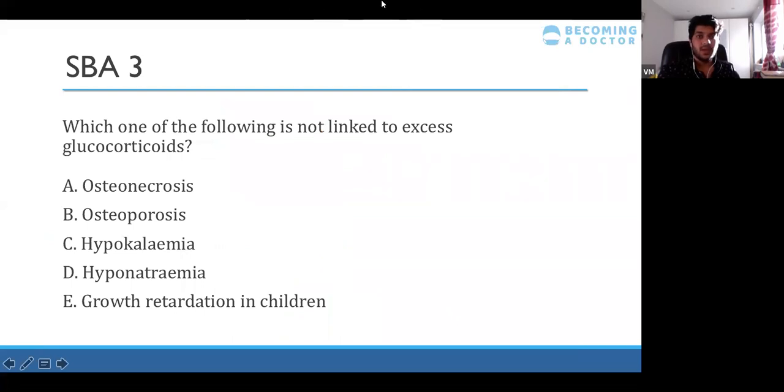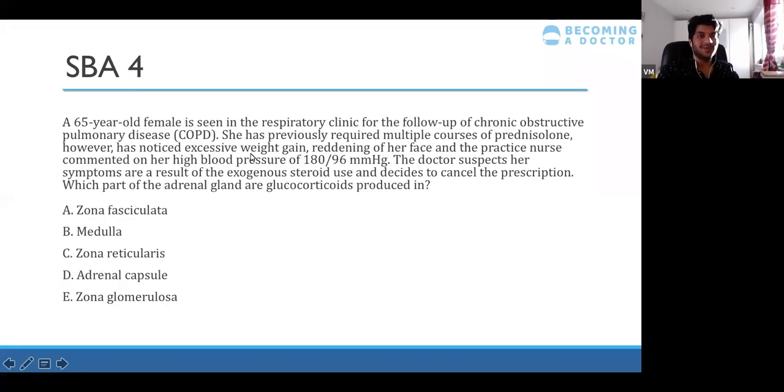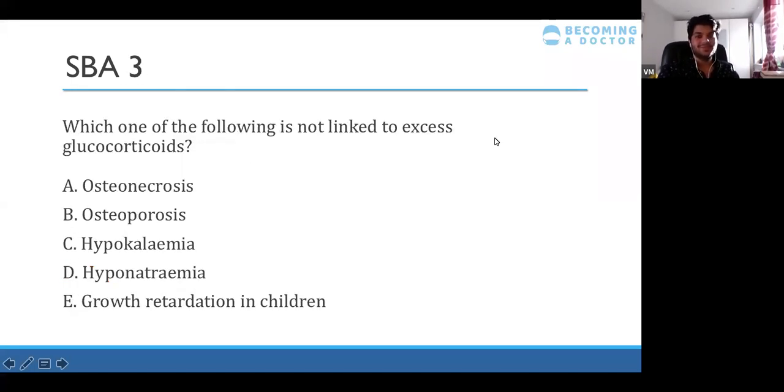Good, another SBA. Which of the following is linked to excess? Oh, sorry, which of the following is not linked? Oh, no. Well, wonder who's not going to vote that then. Well, someone's been brave and put osteoporosis. Maybe they thought I was playing a trick on you all.